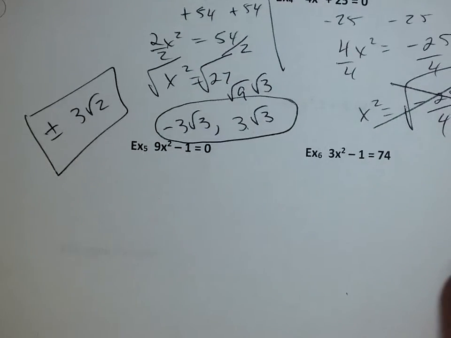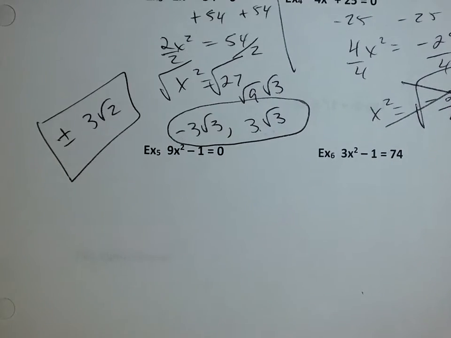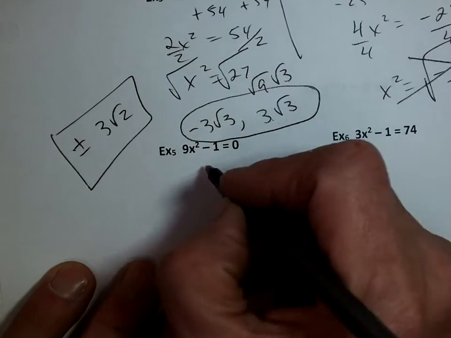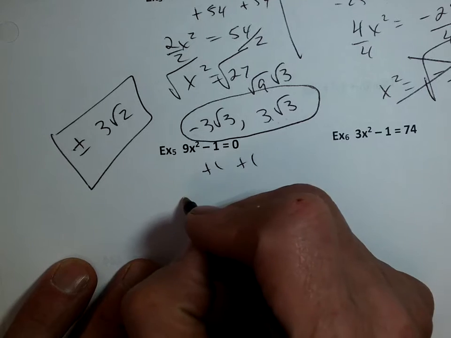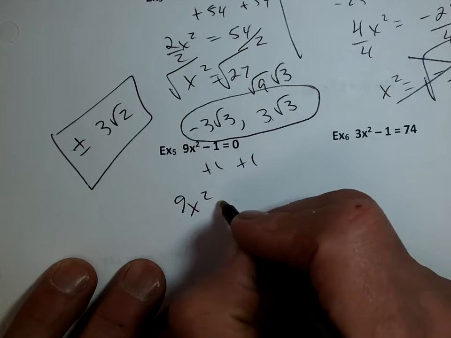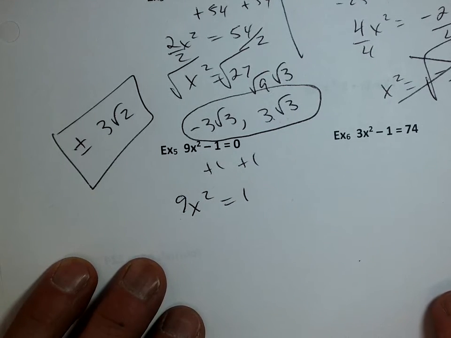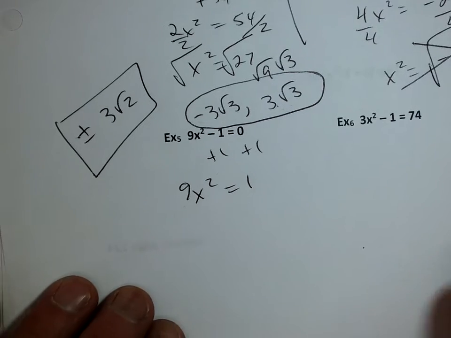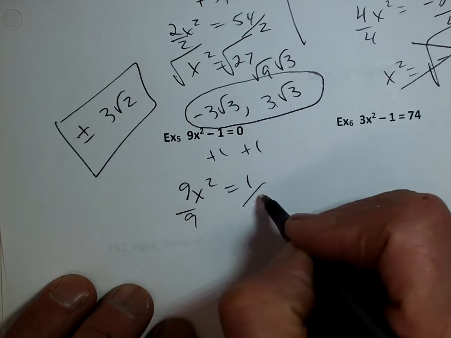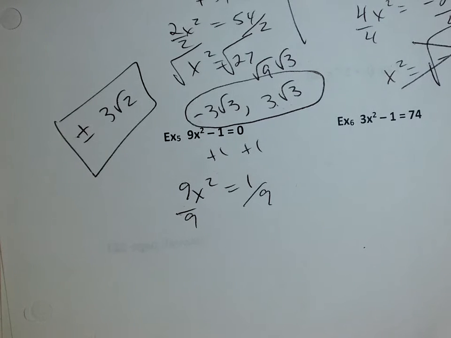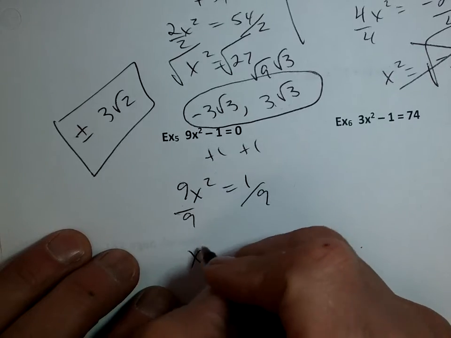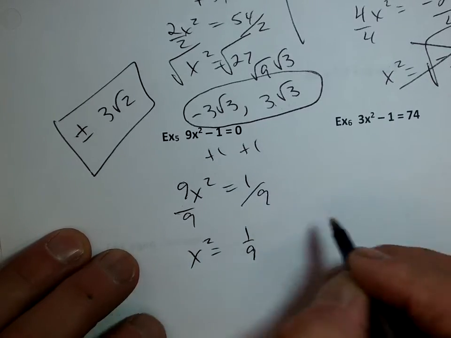Okay, example 5. Same thing, we'll go plus 1, so I'll have 9x squared equals 1. Divide by 9. Now I'm not going to use a calculator. I'm just going to leave it as 1/9. I like 1/9 because I can see that I can take the square roots of both those. So I've got x squared equals 1/9.